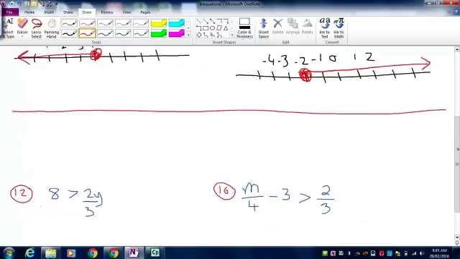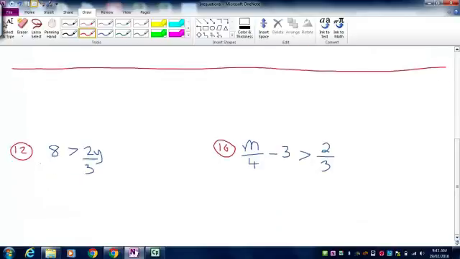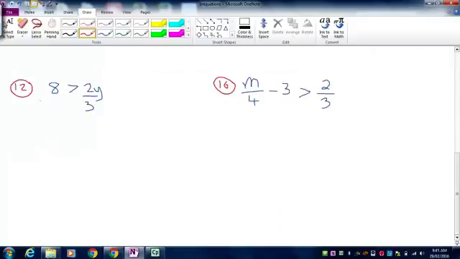So we'll have a look at some slightly harder ones down here. They're not too much more difficult. With number 12, I need to multiply by 3 first of all to get this 2y by itself. So multiplying both sides by 3, 3 times 8 gives me 24. That remains as a greater than symbol, and it leaves me with a 2y on the right hand side.